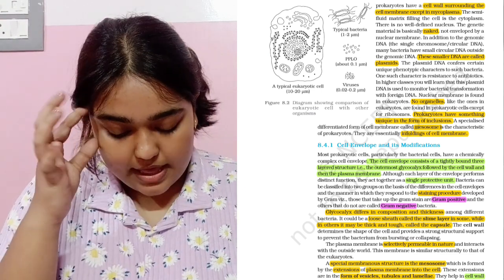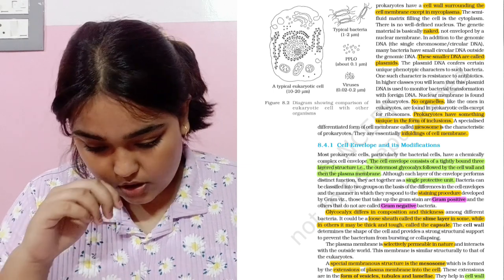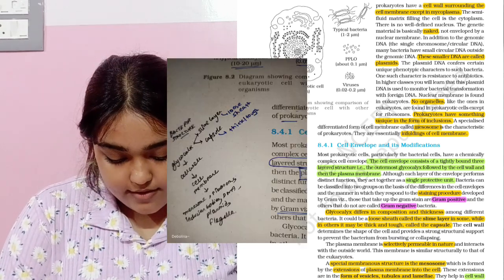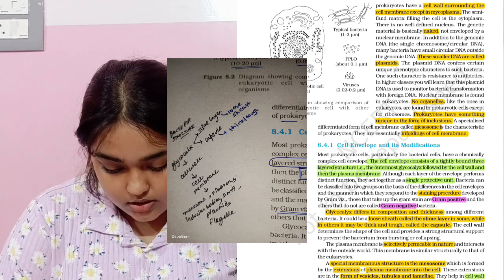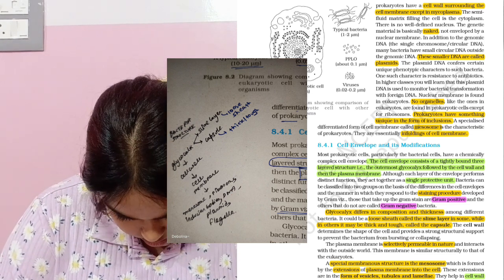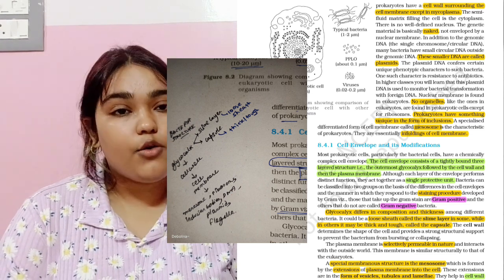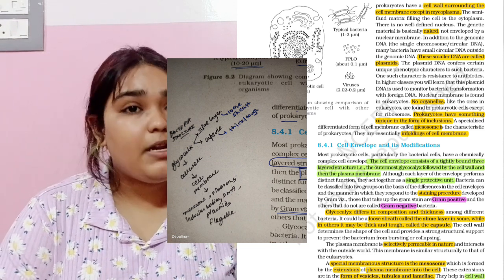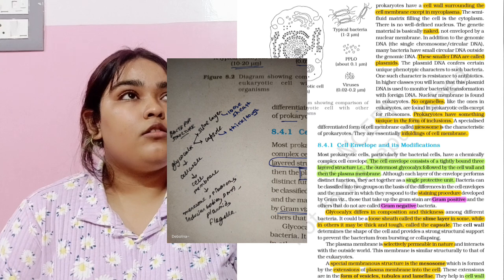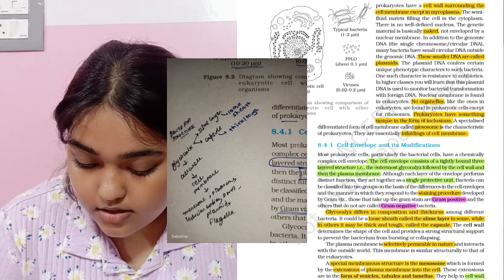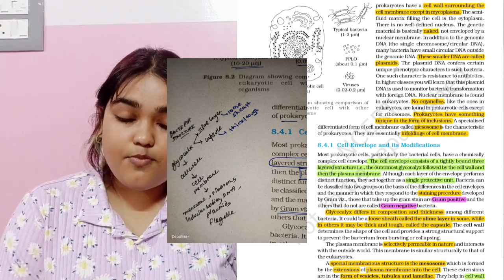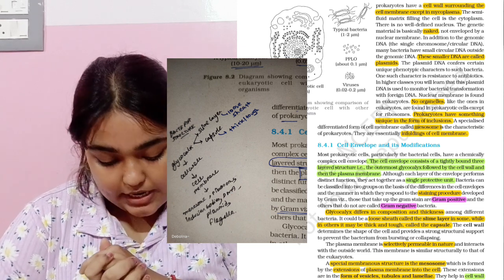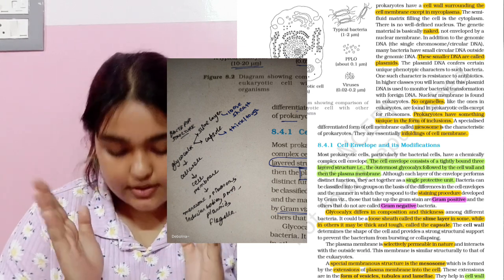Now, for the prokaryotes, we have a cell envelope and its modification consists of 3 layers. We have the outermost glycocalyx layer, then we have a cell wall, and then we have the plasma membrane. Glycocalyx is a special characteristic of prokaryotes. These 3 together become a single protective unit.